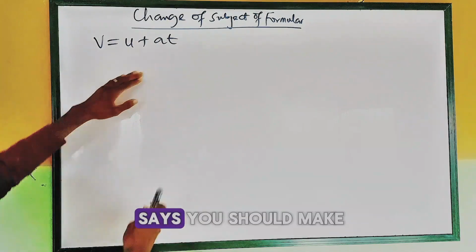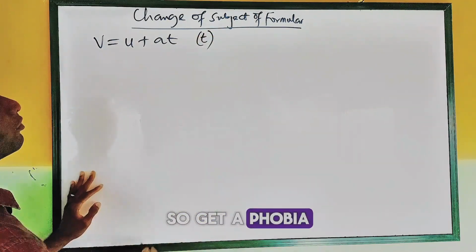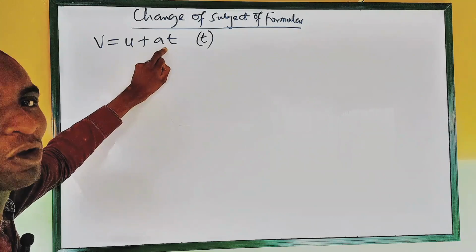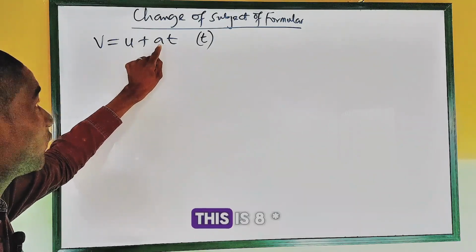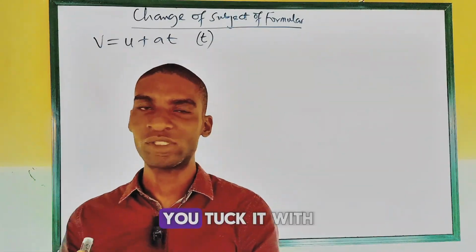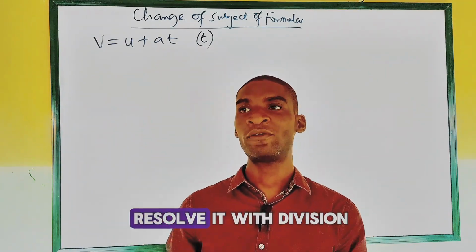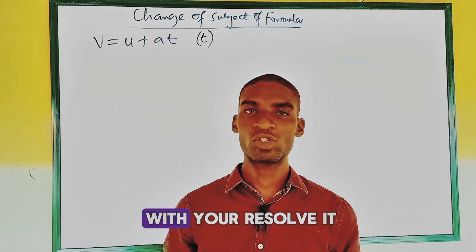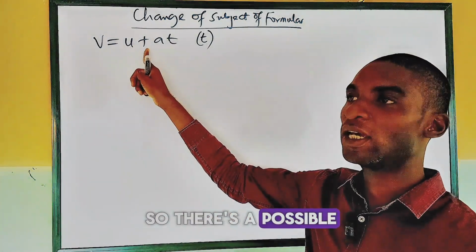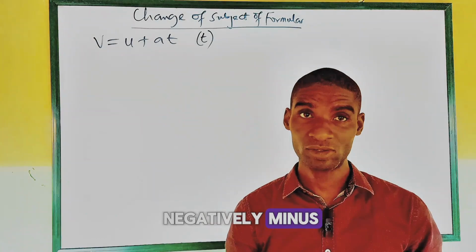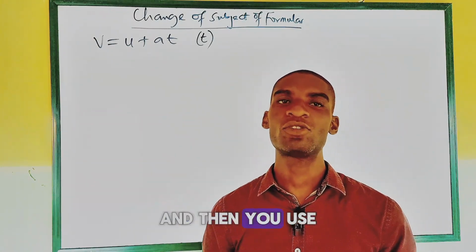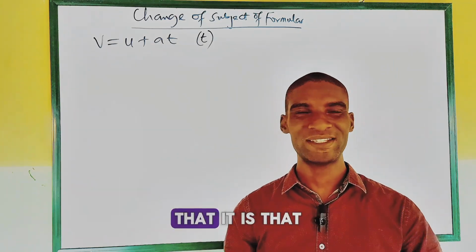So if the question says you should make T the subject of formula, can you see A and T? Something is connecting A and T. It is multiplication. This is A times T gives you AT. Anytime you have multiplication, you resolve it with division. Anytime you have division, you resolve it with multiplication. When you have addition, so there's a plus here, we introduce a minus, subtraction, to tackle addition, and then you use addition to tackle subtraction. It is that simple.